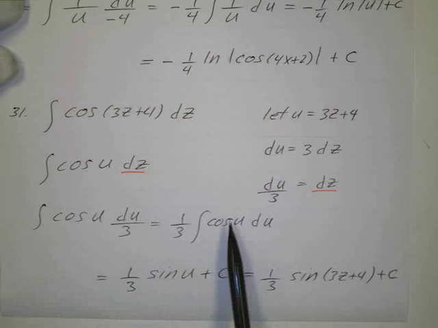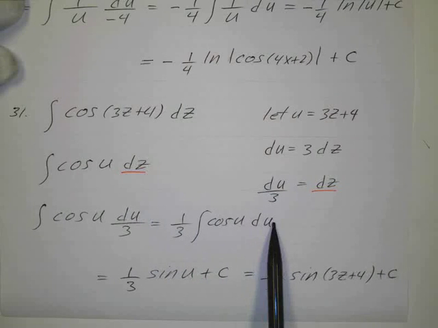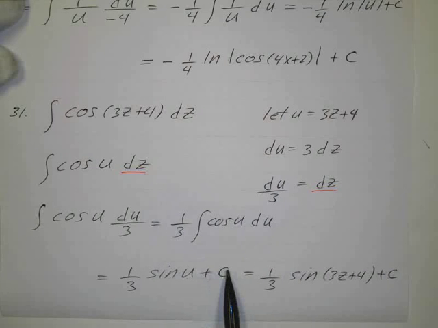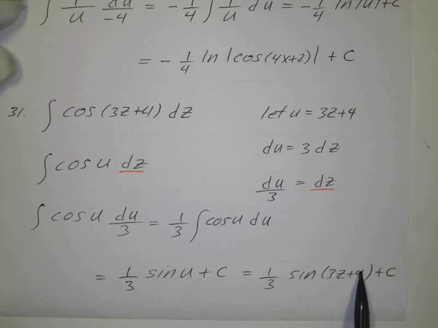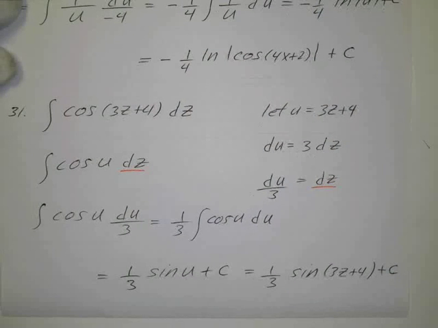This looks just like on page 392. The integral of the cosine of u du is the sine of u plus c. And we have a 1/3 in front, and then we just resubstitute. What is u? 3z plus 4, so I've got 1/3 sine of 3z plus 4 plus c.